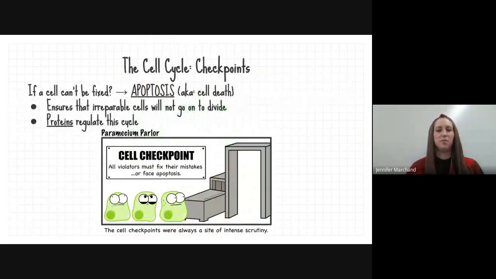So say you get to one of those 3 checkpoints and the cell's like, no, I'm totally broken, I can't be fixed. What happens there is apoptosis, or in other words, cell death. That makes sure that damaged cells are not dividing and creating more damaged cells throughout your body. Proteins help to regulate this cycle. So if you get to any one of those 3 checkpoints and it's like, oh, I can't replicate DNA, then it goes to cell death, to apoptosis. Or, oh, I'm not doing the job I'm supposed to be doing. Again, it goes to cell death, to make sure that it's not creating new cells that also can't do their job properly.